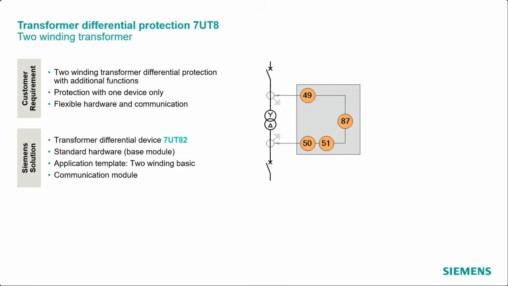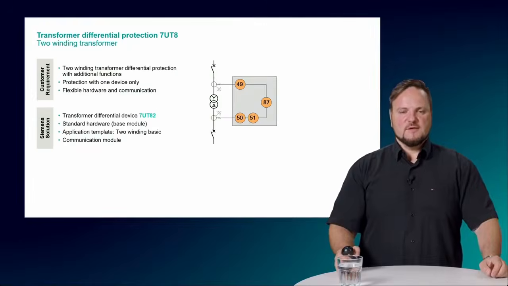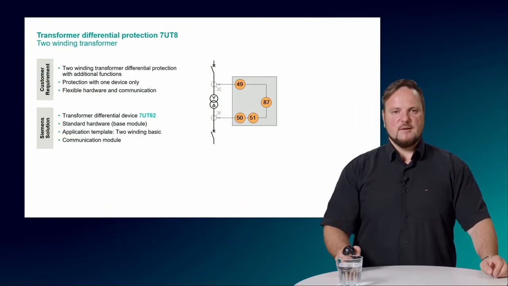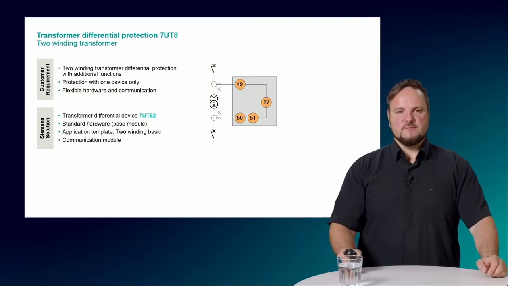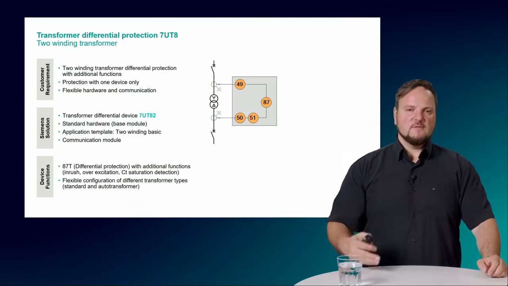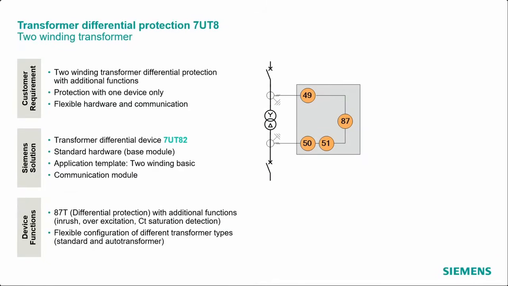So because there was no request for voltage, no requirement for voltage functions or so on, and also the limited hardware for binary inputs and outputs is absolutely sufficient for that application. So that means in the end, we select the 7UT82 for that.